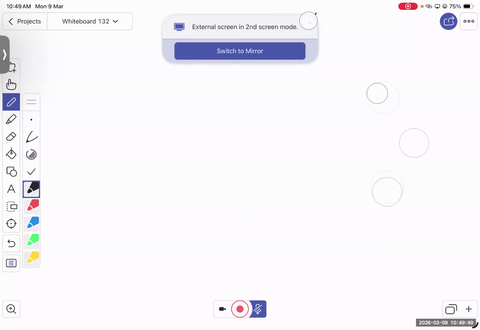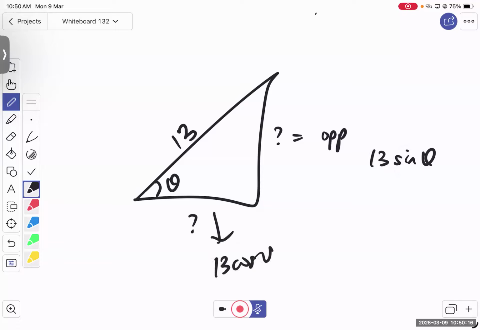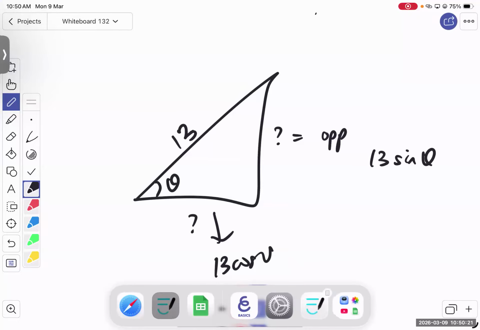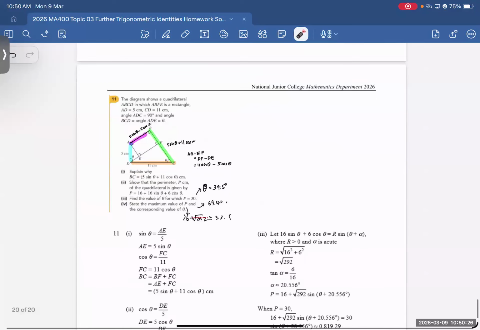Okay. Noted. For example, like this, straight away, they will give you the hypotenuse. So the hypotenuse is 13. What is this? Straight away I can tell you, because it's the opposite side, this is equal to 13 sine theta. What's this? Adjacent, right? So this is 13 cosine theta. And you will reach the speed where you can write it straight away. So easy, right?